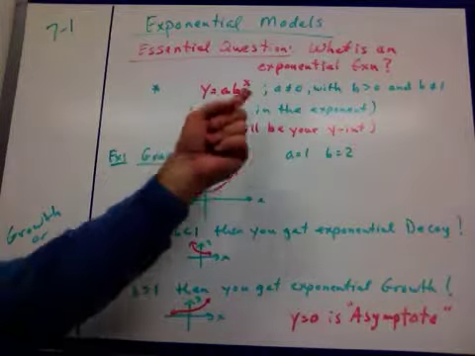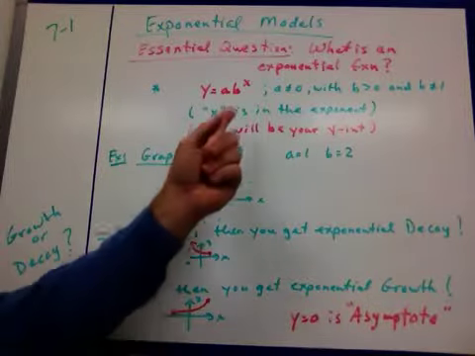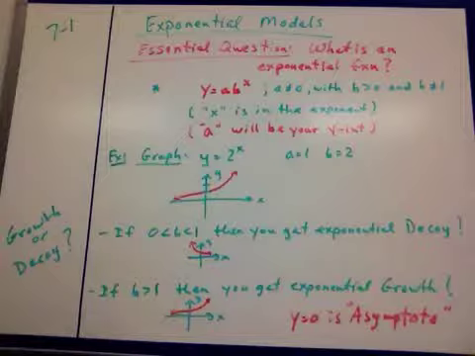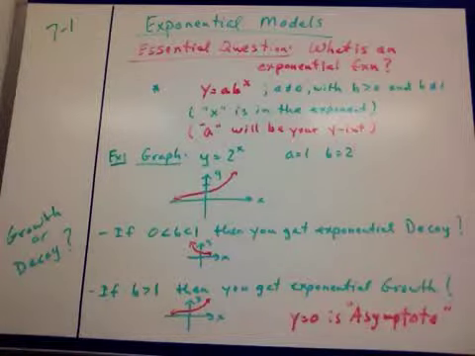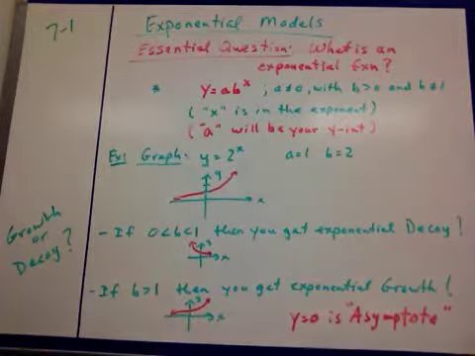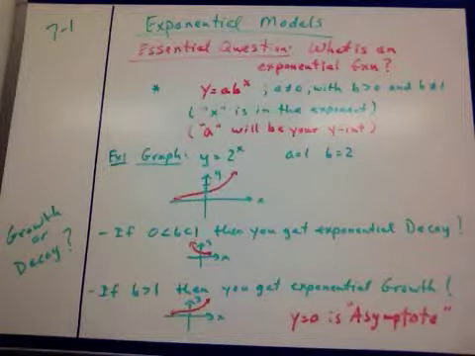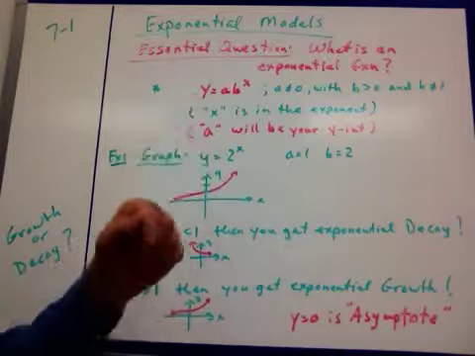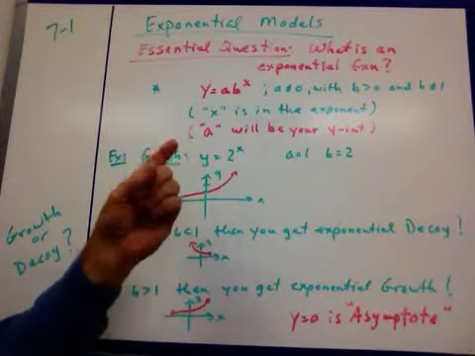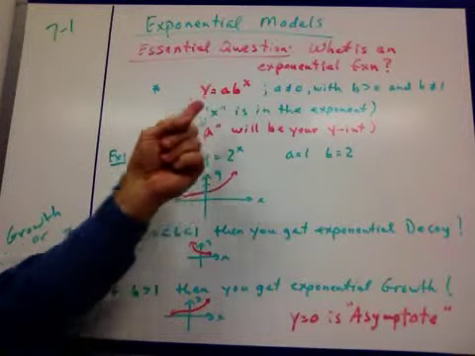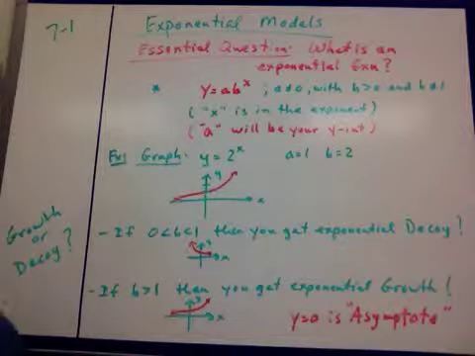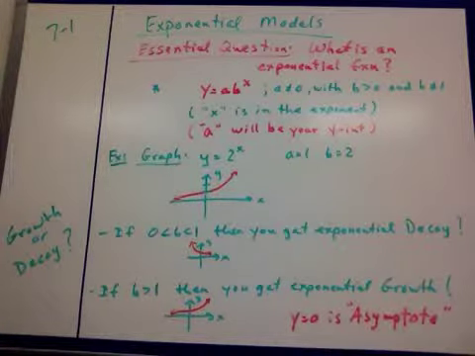But basically, your a can't be 0. Your b is going to be bigger than 0. It can't be negative. And it can't equal 1, because 1 to any power is just 1. You just have a simple linear problem. So x is in the exponent, and what you're going to find when we start looking at graphs is that the a value is your y-intercept. It's where you're going to cross the y-axis.